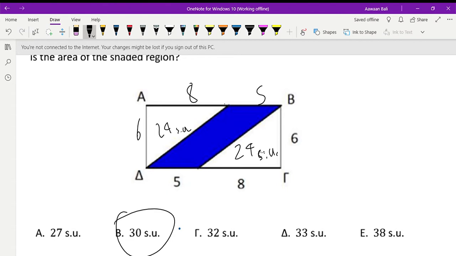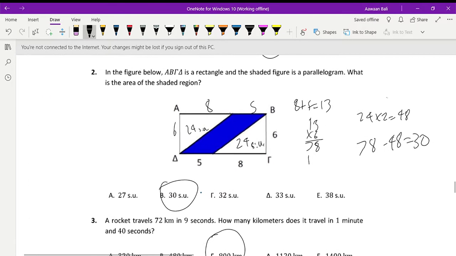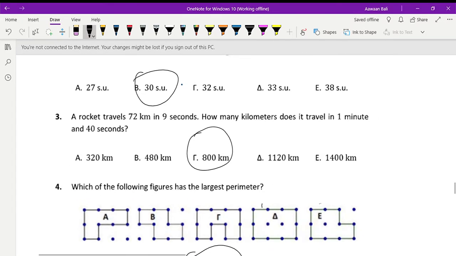Now we add 8 plus 5, which is 13. Do 13 times 6, 78. 24 times 2 is 48. 78 minus 48 is 30. So again, the area is 30 square units. Now, so therefore the answer is beta.